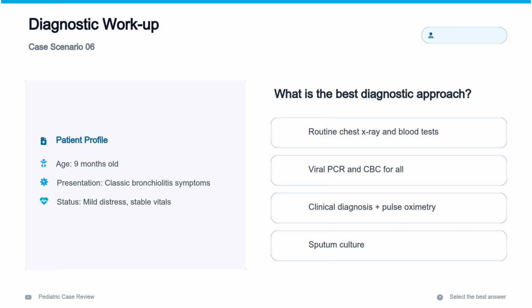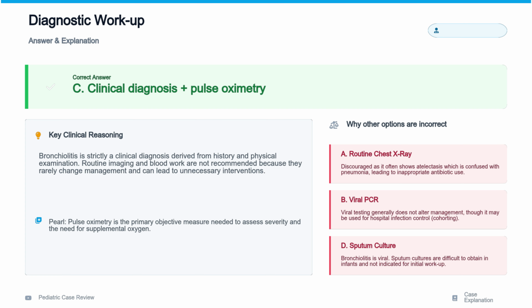Case Scenario 6. A 9-month-old infant presents with classic bronchiolitis symptoms, mild distress, and stable vital signs. What is the best diagnostic approach? Option A, routine chest X-ray and blood tests. Option B, viral polymerase chain reaction and complete blood count for all patients. Option C, clinical diagnosis plus pulse oximetry. Option D, sputum culture. The correct answer is C, clinical diagnosis plus pulse oximetry.